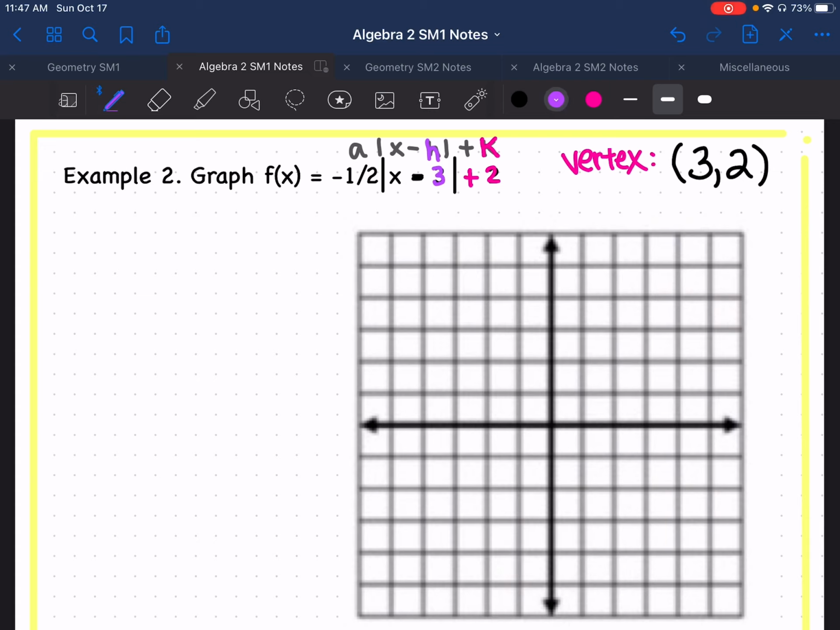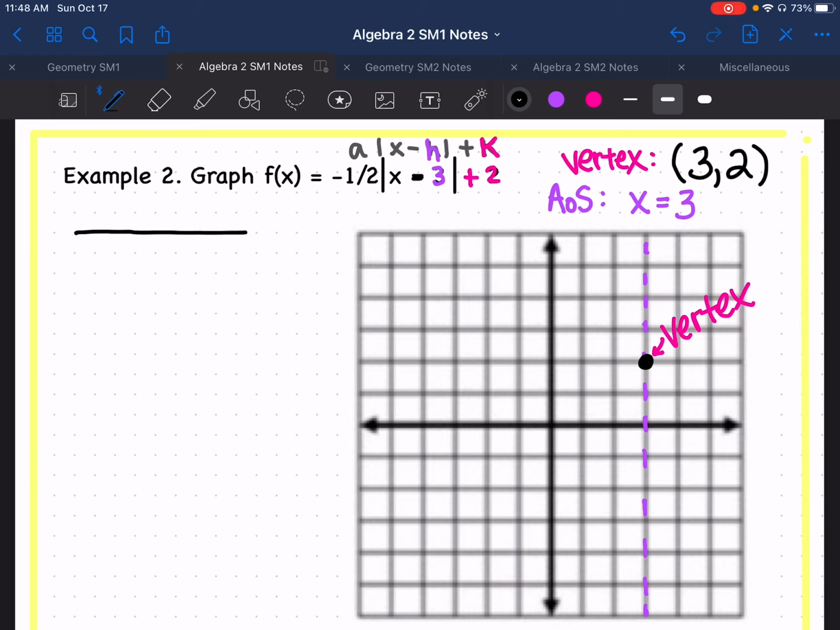I also know that my axis of symmetry is x equals 3, because remember it's always x equals h. So right here at +3 is my axis of symmetry. There we go. And at 3, 2, there is my vertex. Here's my vertex right there.